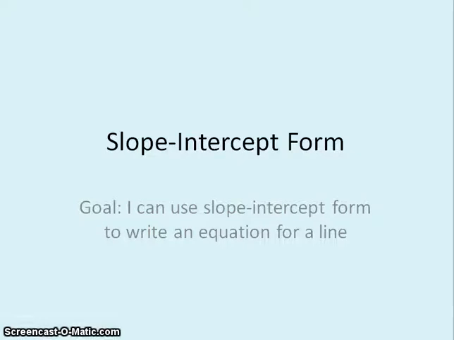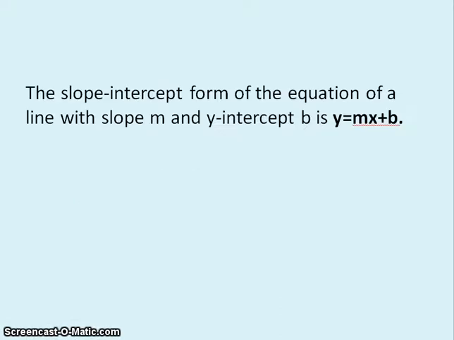Today we're going to continue to look at slope-intercept form, a continuation of some of the aspects that came up in last chapter. So slope-intercept form of an equation, if we have a line with slope m and y-intercept b, is y equals mx plus b.